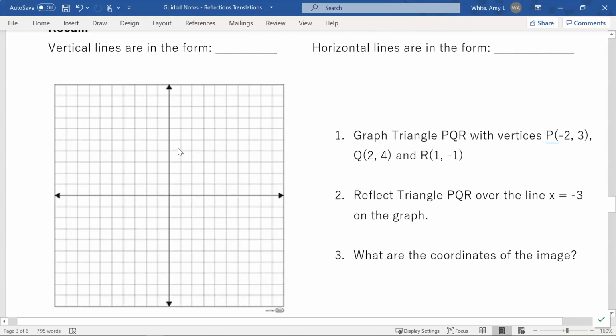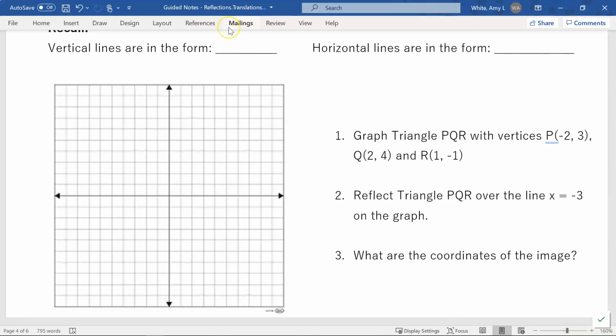Our last step is, well, what if we had any other line? What if we had a vertical line, which would be a line in the form of x equals some number, right? Because I'm going to intersect my x-axis and go up and go down. Horizontal lines would be y equals some number, where you're going to put the point at your y-axis and then just go to the left and the right. We can also do reflections over these lines.